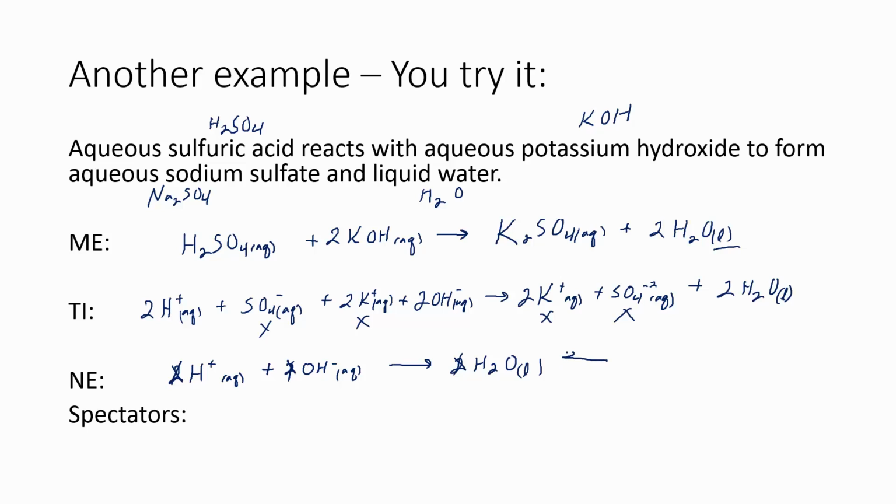This is actually the net ionic equation for all of these ionic acid-base reactions, which we go into a little bit more in the next section. So spectators: potassium ions and sulfate ions. You don't have to give numbers or ratios of these things. We're just saying that this chemical species is a spectator, and the sulfate chemical species is also a spectator. So that's all there is to it.